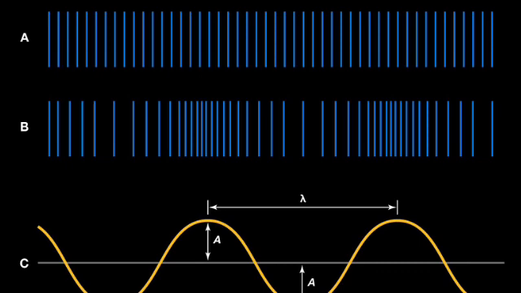The time taken by two consecutive rarefactions or compressions to cross a fixed point is known as the time period of the wave, and we can say that the time taken for one complete oscillation is known as the time period of the sound wave. The time period of the sound wave is denoted by the symbol T. Its SI unit is second, which is represented by s.